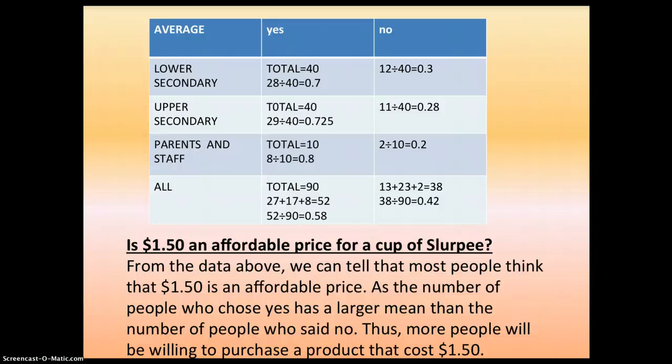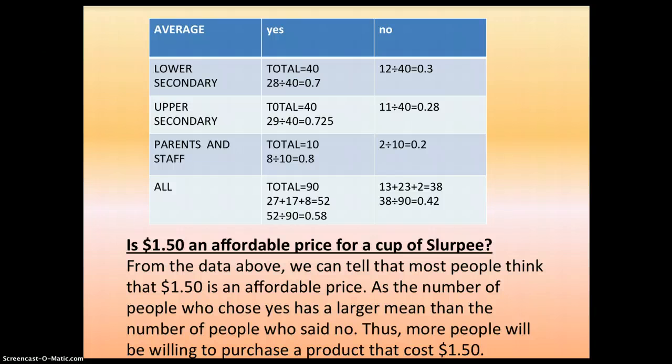This table shows the average of the number of people who chose yes or no to the question: is $1.50 an affordable price for a cup of Slurpee? From the data above, we can tell that most people think that $1.50 is an affordable price, as the number of people who chose yes has a larger mean than the number of people who said no. Thus, more people will be willing to purchase a product that costs $1.50.